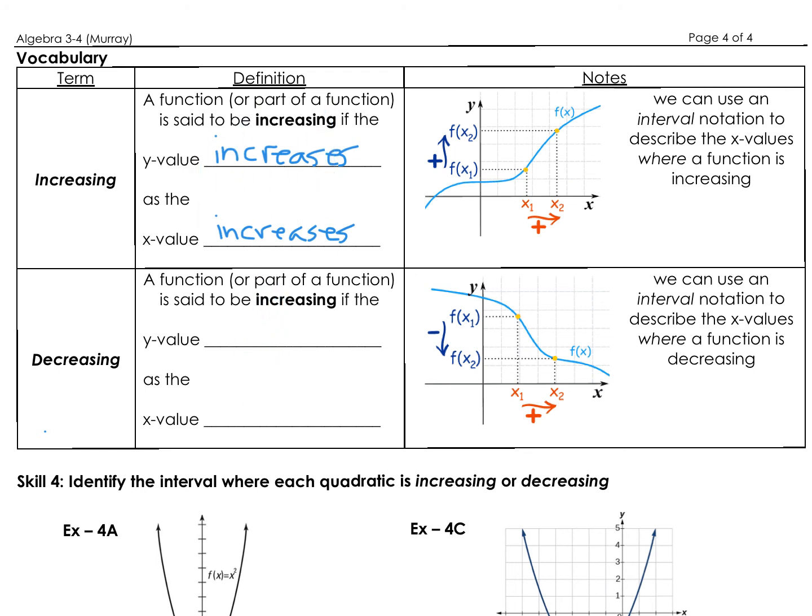This one I need you to fix this part. It should say decreasing. So that's decreasing. A function or part of a function is said to be decreasing if the y value decreases, because it's all about the y value, as the x value increases. Well, what does that mean? Again, notice that our x value is increasing as we go from left to right, but notice this time what the y value is doing, it's going down. So the y value is decreasing.